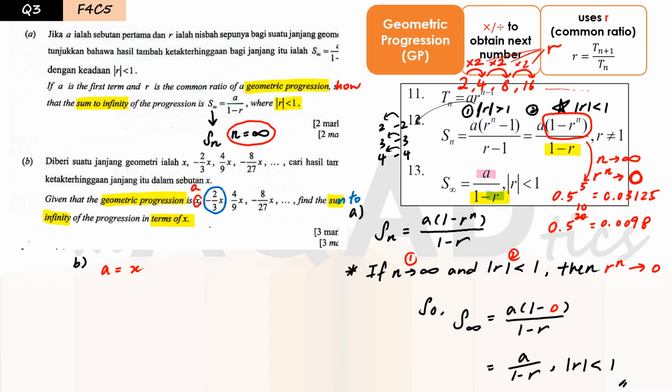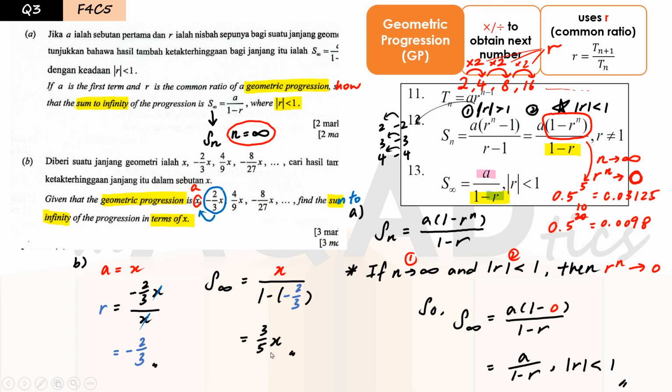To find r, I just divide by its previous value. So negative 2 over 3 x divided by x. We can cross off the x here, and then we get the value of r already, negative 2 over 3. Once we have a and r, we can substitute into this formula, and we find the answer, which is 3 over 5 x. As you can see, in our answer, there is x inside.